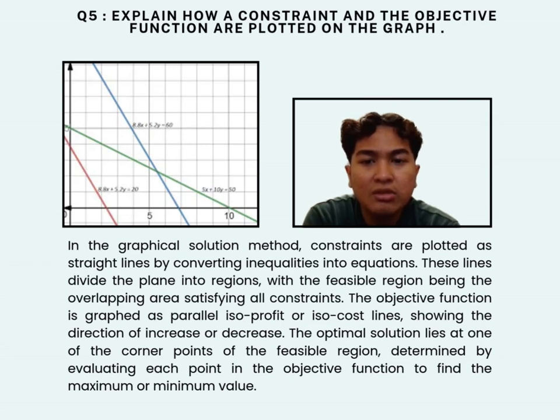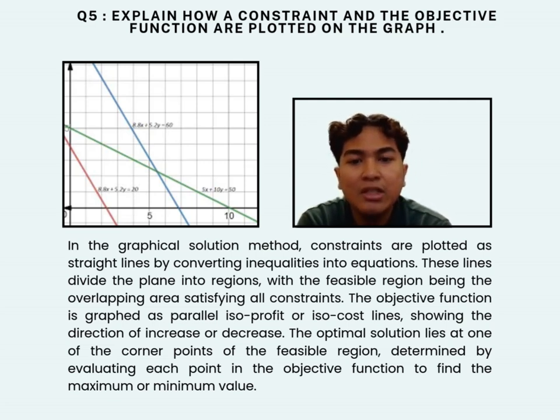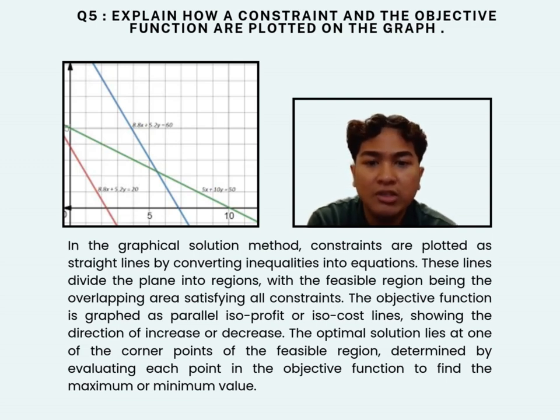Each constraint is shown as a straight line where the inequality is changed to an equation for the constraint. This line divides the plane into two regions, one region satisfying the inequality and the other not satisfying it. The feasible region is the area of all the overlapping constraints and is usually shaded to show the set of feasible points satisfying all inequalities.